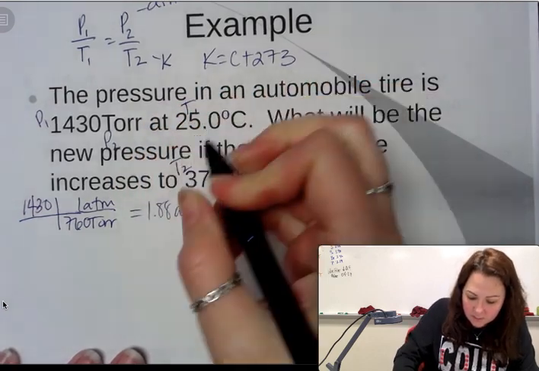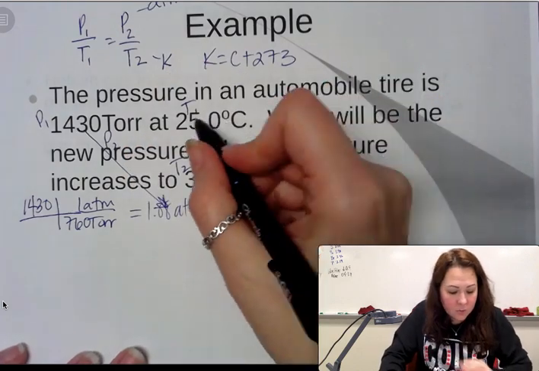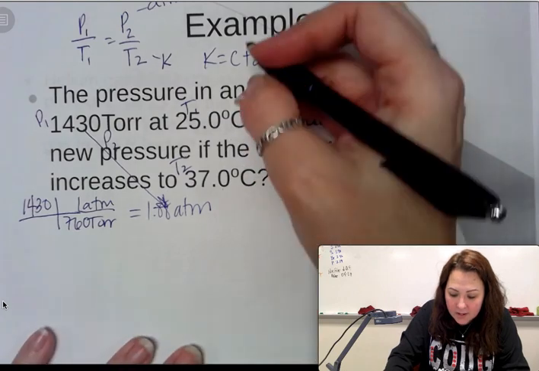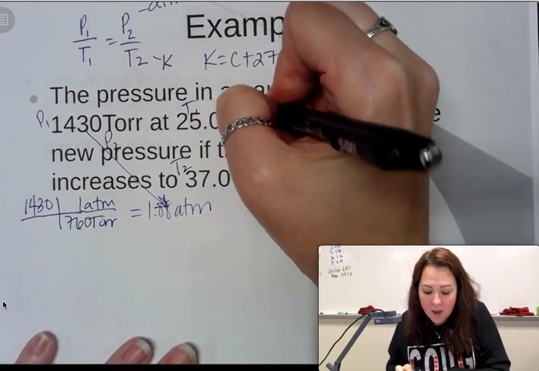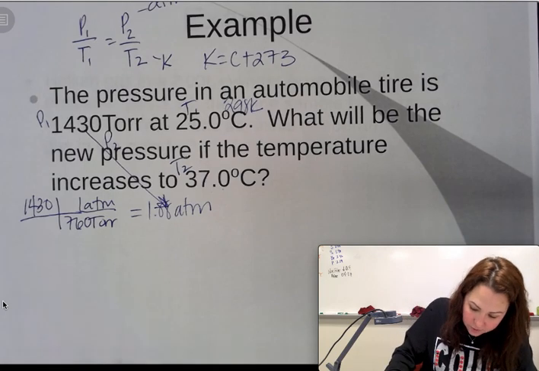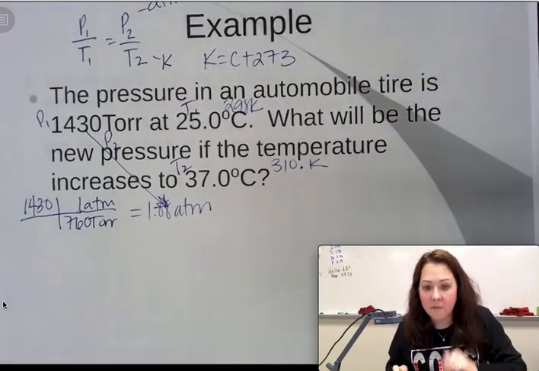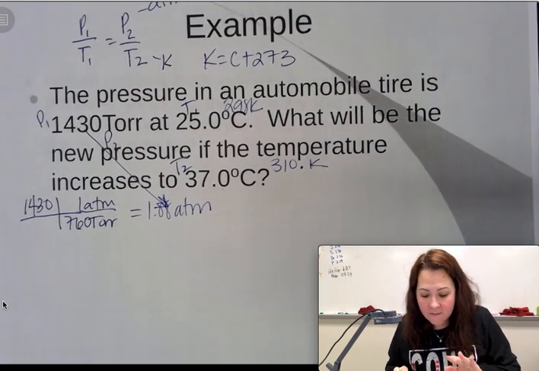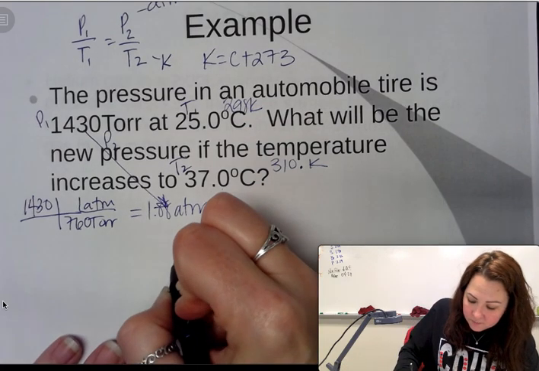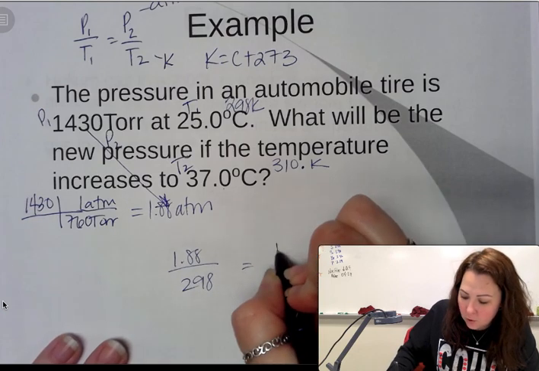That one is my P1. T1 has to go to Kelvin, so 25 plus 273. You get 298 Kelvin there. And then 37 plus 273, you get 310 with a decimal place at the end to rescue those sig figs, with a K for Kelvin. So now that I have everything that I need, I'm going to plug it in. P1 over T1 is equal to P2, I'm solving for that one, over T2.